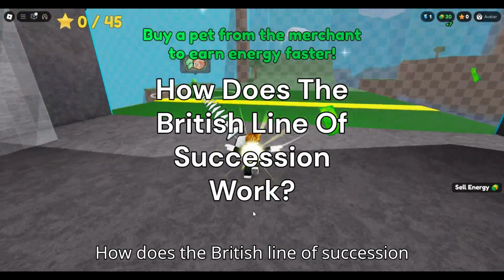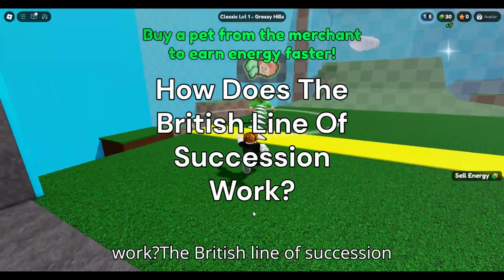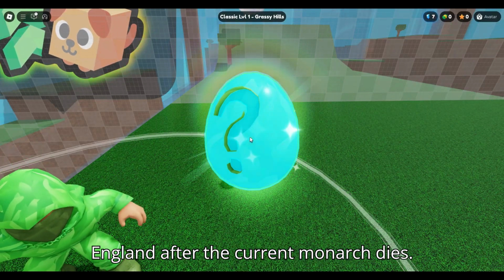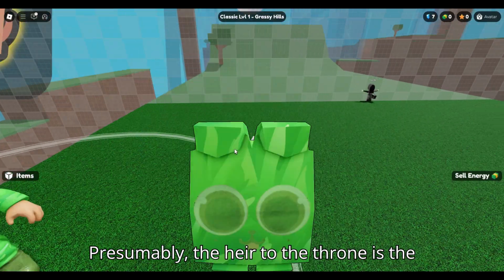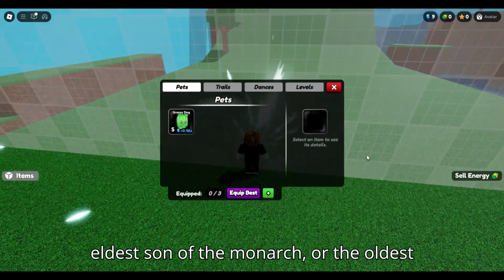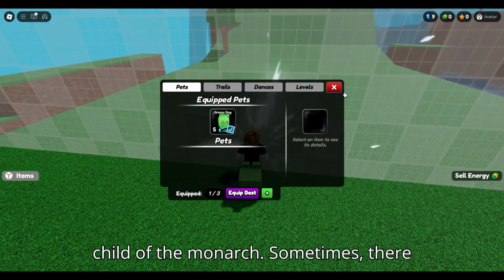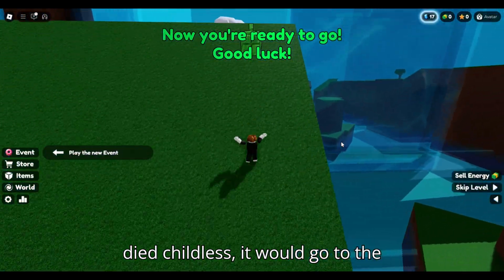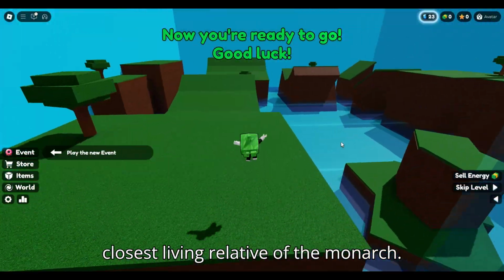How does the British line of succession work? The British line of succession determines who will be the next ruler of England after the current monarch dies. Presumably, the heir to the throne is the eldest son of the monarch, or the oldest child of the monarch. Sometimes, there will be exceptions. If a king or queen died childless, it would go to the closest living relative of the monarch.